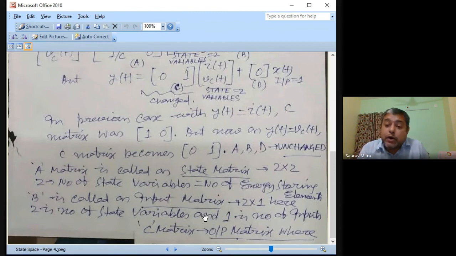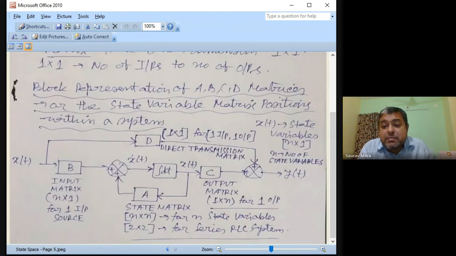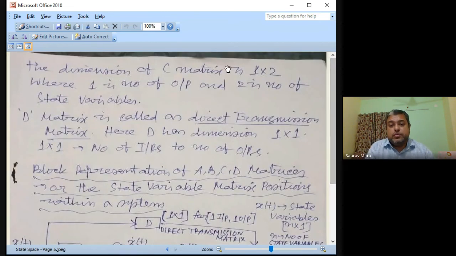The C matrix is called the output matrix, and the dimension of the C matrix is given on the next page as 1 cross 2. Actually it is called p cross n. What is p? p is the number of outputs and n is the number of state variables. In this case there is only one output, y1(t) or y(t). That's why it is 1 cross 2. That is the dimension of the C matrix. That means 1 row and 2 columns, because whether it is 1 0 or 0 1, the dimension of the C matrix is 1 cross 2, where 1 is the number of outputs and 2 is the number of state variables.